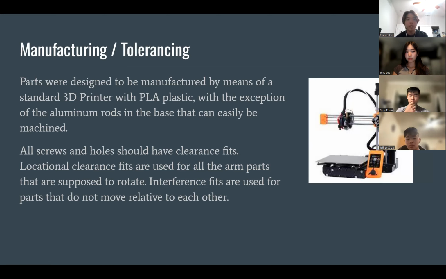All screws and holes should have clearance fits. Rotational clearance fits are used for the parts in the arms that are supposed to rotate. Locational ones are used in translation movements, such as in the linear bearing. And interference fits are used for the parts that are to mate with each other.